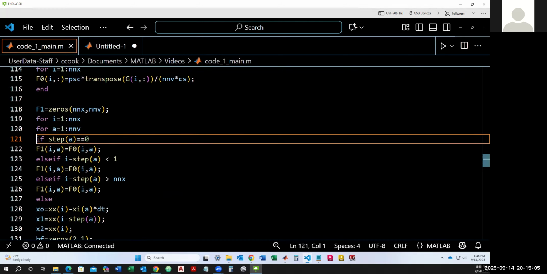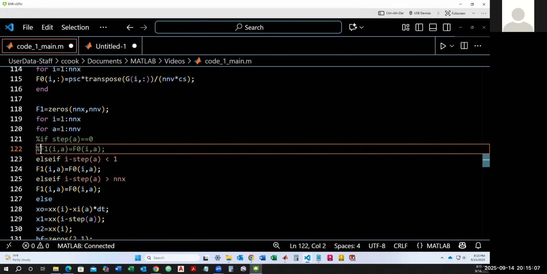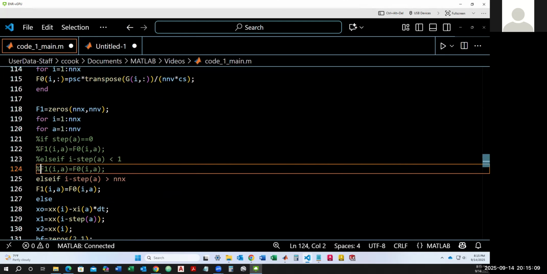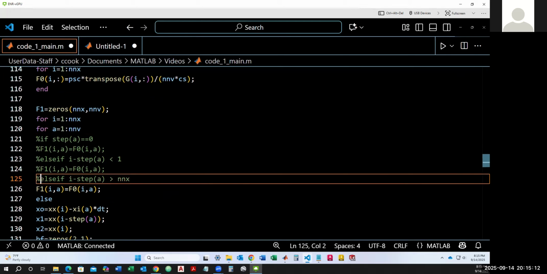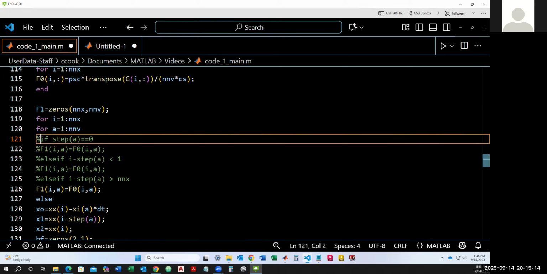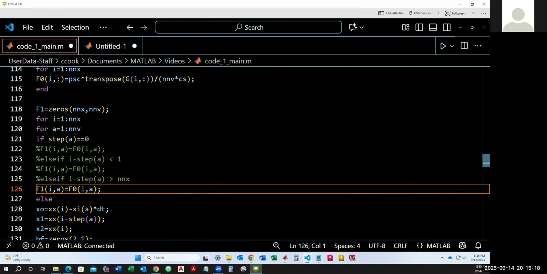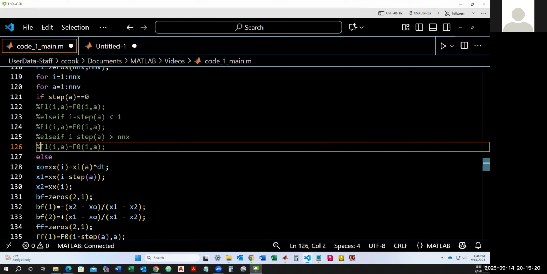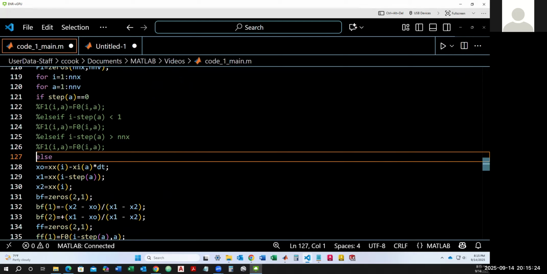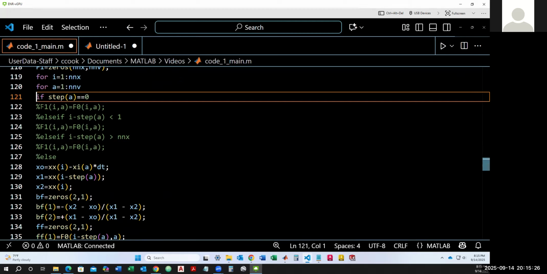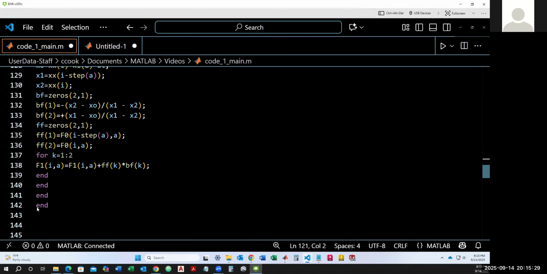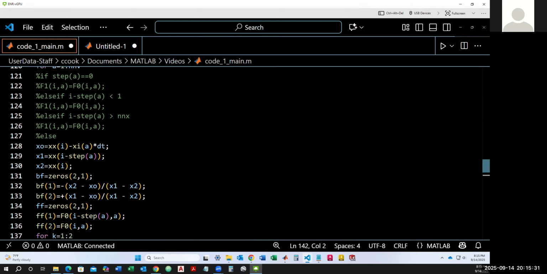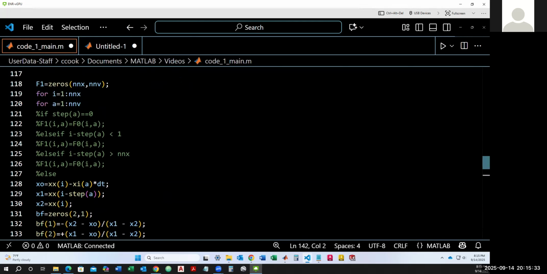So I will talk about these shortly, but let's just comment that out for now. I'll leave this. That's fine. So we're going to loop through space, loop through the velocities.